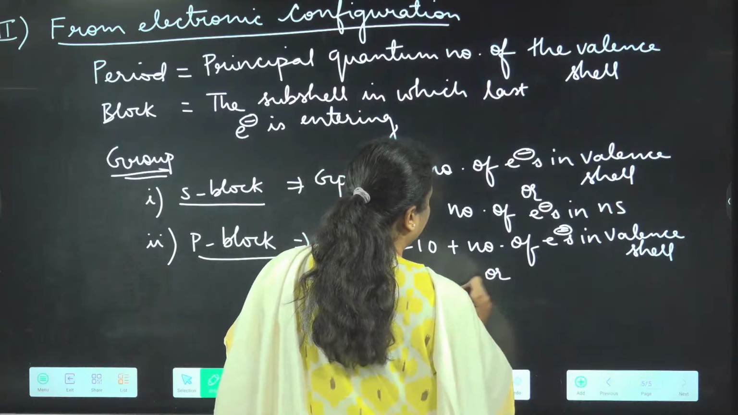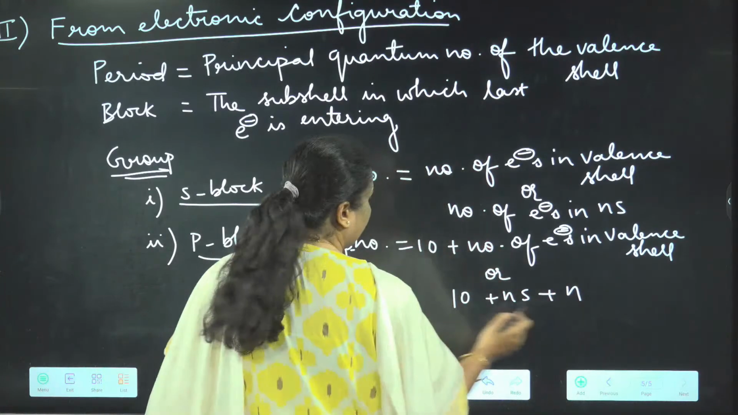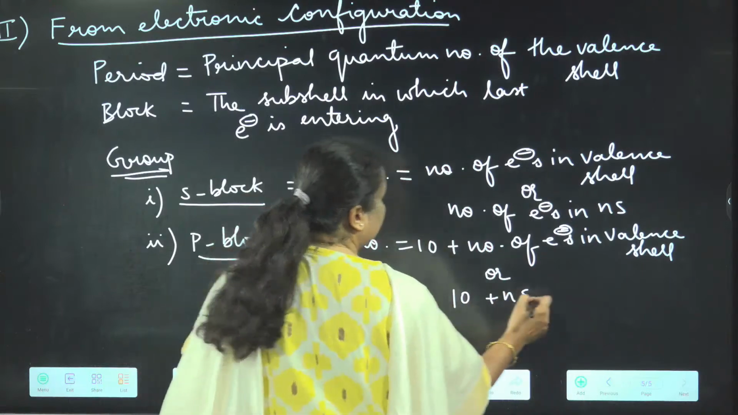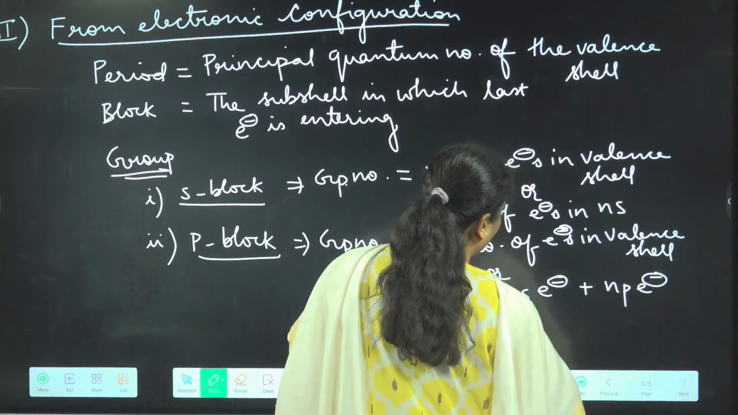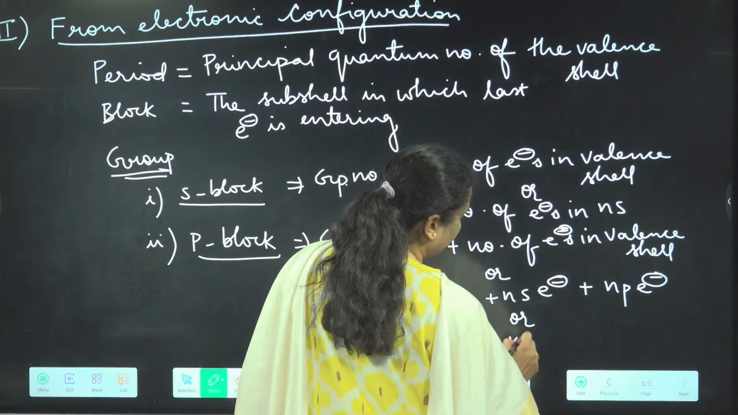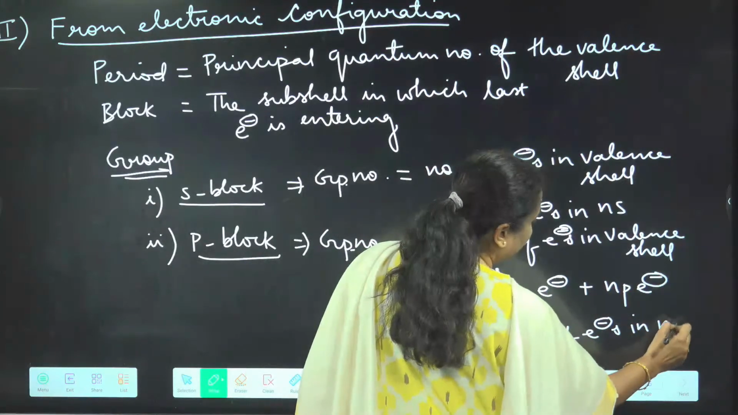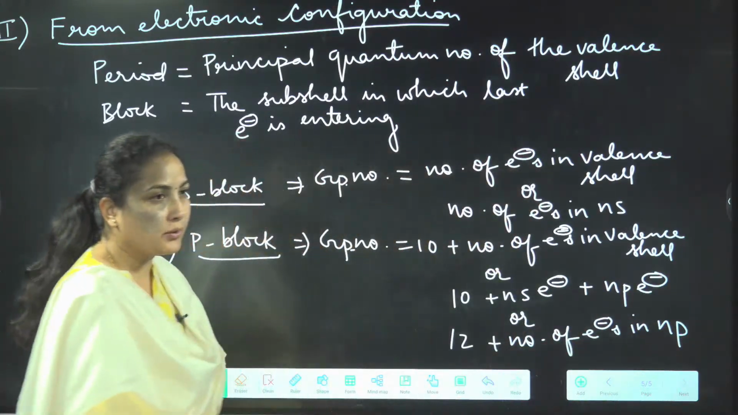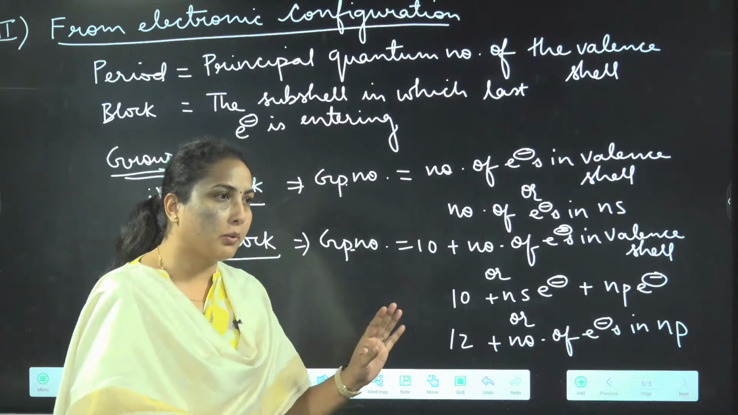Or else I can write 10 plus Ns plus Np electrons. That means 10 plus number of electrons in Ns plus number of electrons in Np, or else we can also write 12 plus number of electrons in Np. See, the thing is I have not explained anything so far. We are just writing down the formulas and I'll tell you each and everything. Don't worry about it. Okay.